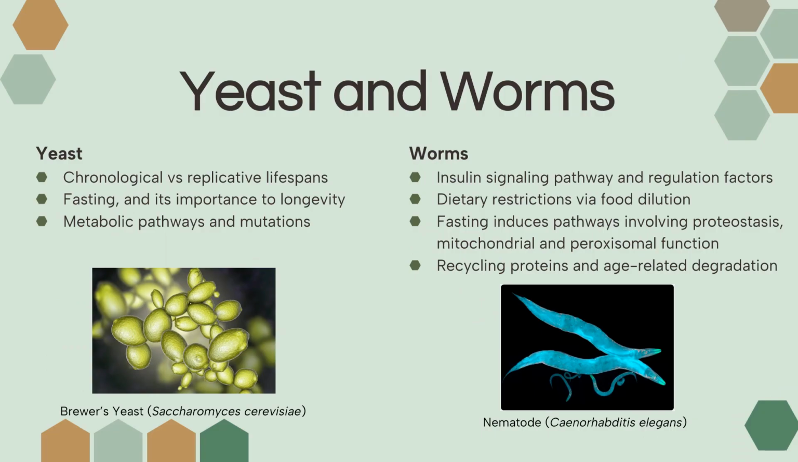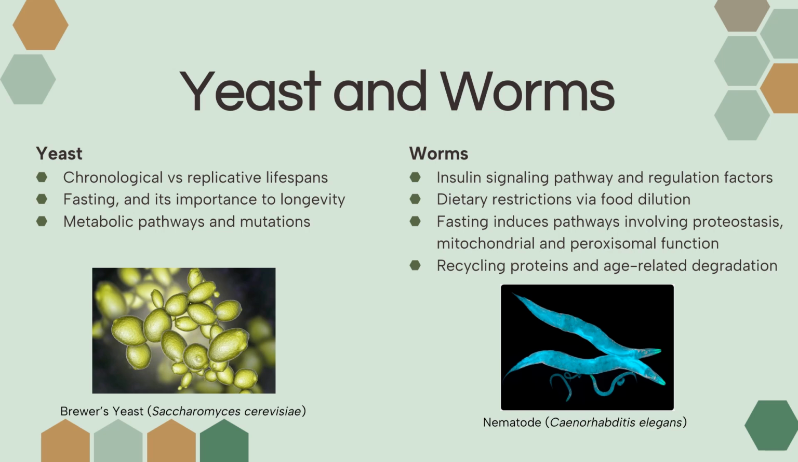When looking at yeast, two types of lifespans were studied. First is chronological, which means the study of the non-dividing cells, and then replicative is the study of the replicative capacity of individual mother cells. In yeast, aging is assessed through survival tests or replicative capacity measures.